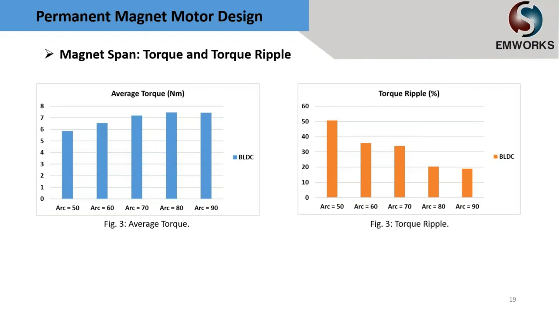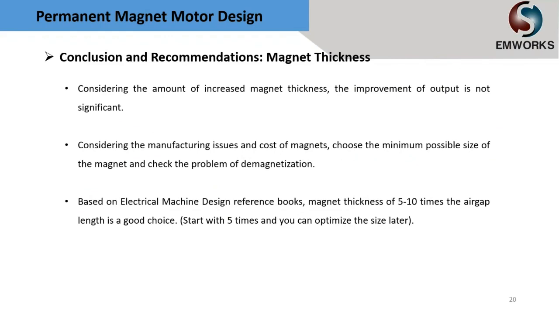But there is a but here. Remember that the rate of increase at the higher values of the magnet span is not good. You can see that the difference between 80 and 90 in terms of the average value and the torque ripple is not that much. So if you increase the magnet span from 80 to 90, you are increasing the cost of manufacturing, but you are not gaining that much. Okay, let's jump to the conclusion.